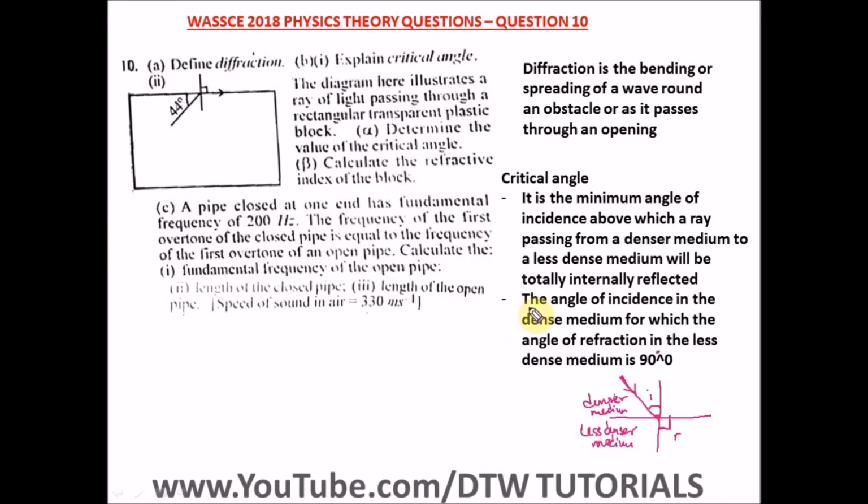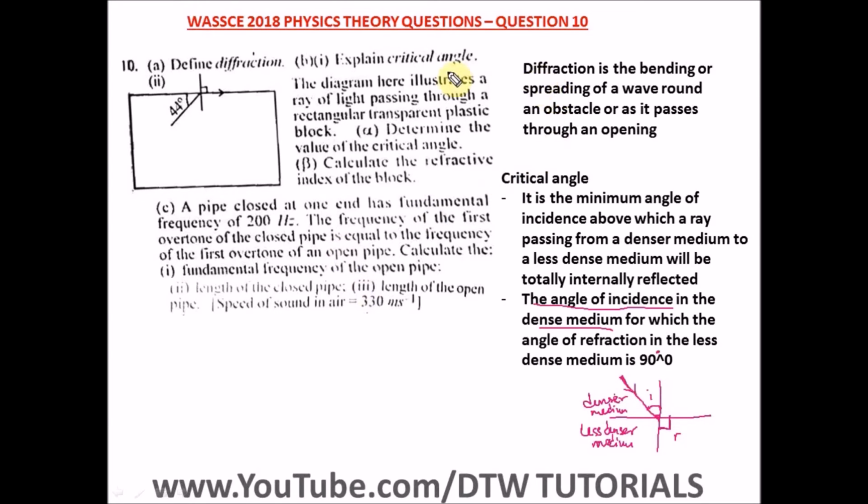So critical angle is the angle of incidence in the dense medium for which the angle of refraction in a less dense medium is what? 90 degrees. So when the angle of refraction in a less dense medium is 90 degrees, the angle of incidence is what? Your critical angle.